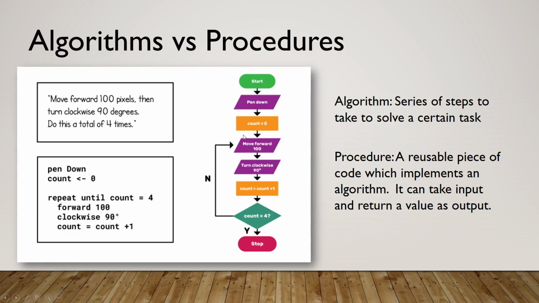Okay, algorithms. Algorithm is a series of steps to solve a task. A procedure is a piece of code which implements an algorithm, right? So a procedure is more of a programming thing, but algorithm is really just a series of steps. So that's kind of the difference.